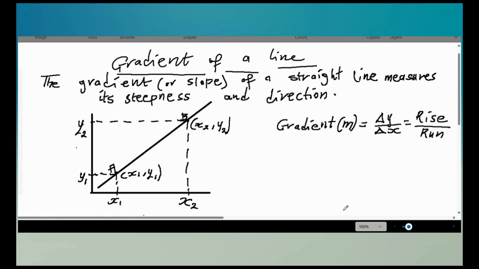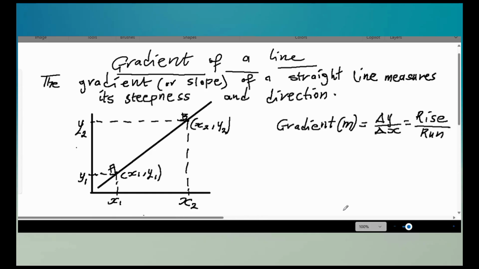But from the definition of gradient, in brackets m, is equal to change in y all over change in x, which is again equal to rise over run. So when we're talking about rise and run, we're talking about the change between y1 and y2, which is the rise, and the run is going to be the change between x1 and x2.